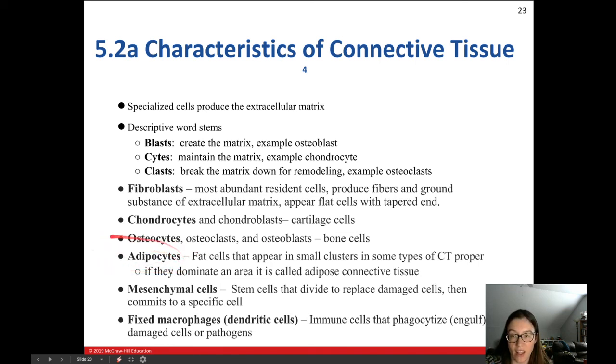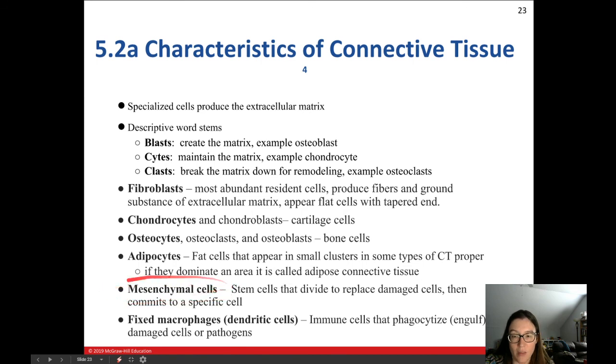Adipocytes are fat cells, and they are filled with triglyceride. Remember that triglyceride is the storage form of lipid, and this is how we're storing extra energy for the body. Some fat cells appear in small clusters in different types of connective tissue proper, so you might just see some fat cells in the dense irregular connective tissue. But if they dominate the area, if it's pretty much all fat cells, then we call it adipose connective tissue.